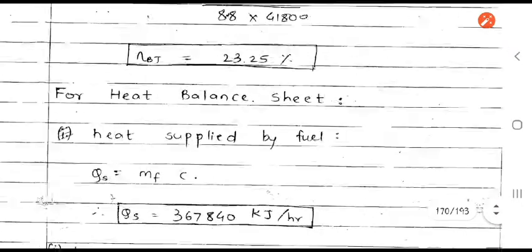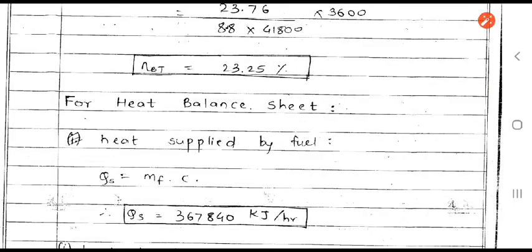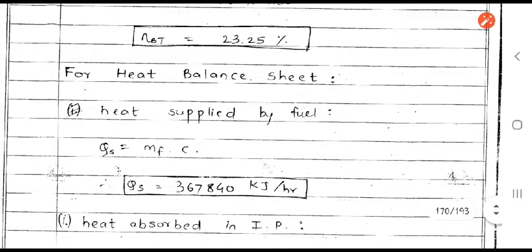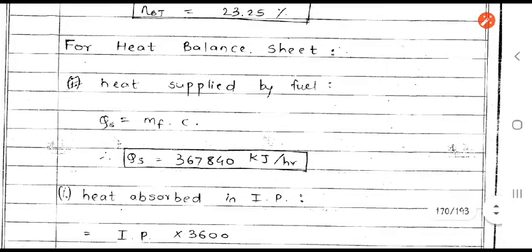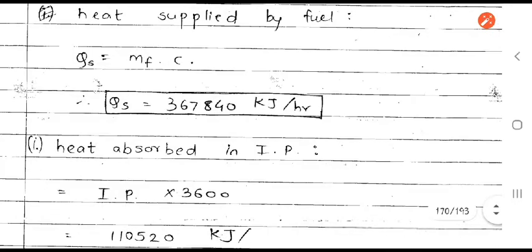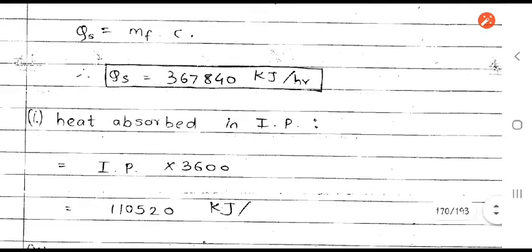The next one, in this problem the different part is that here we have to draw a heat balance sheet. So for the heat balance sheet, first of all we have to calculate the heat supplied by fuel. We have the formula: total heat supplied by fuel, that is QS, is equal to mass of fuel into calorific value. We can calculate the heat supplied by fuel, that is 36740 kilojoule per hour.